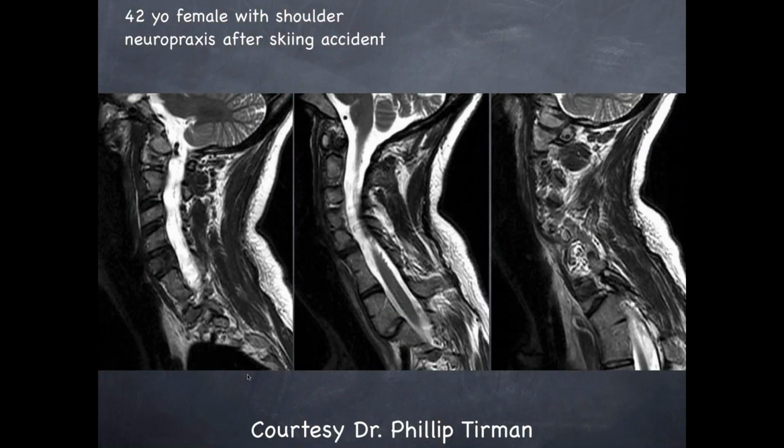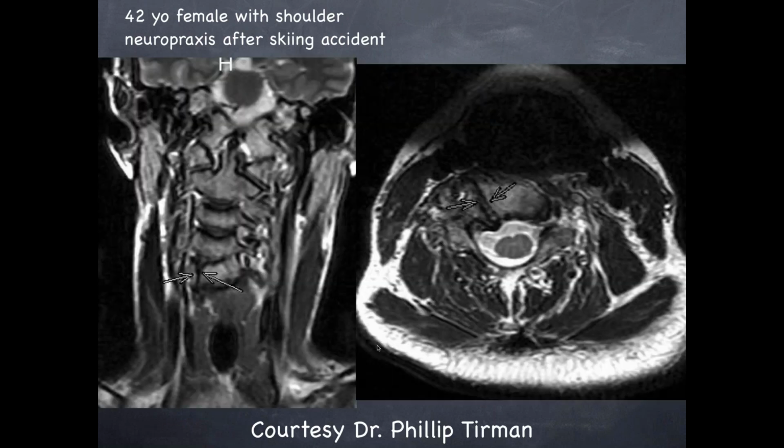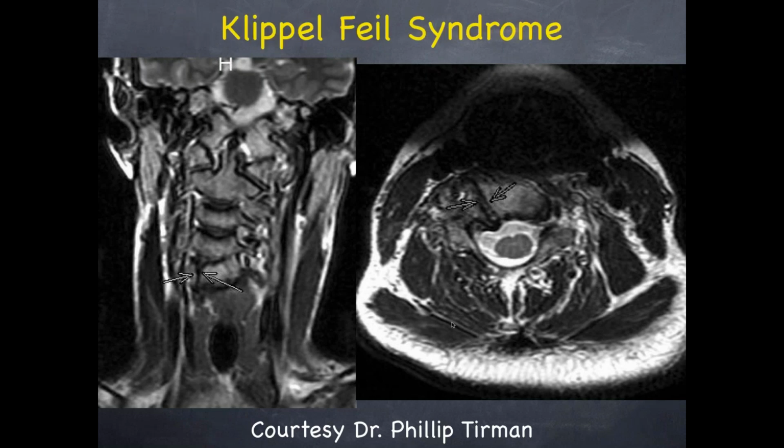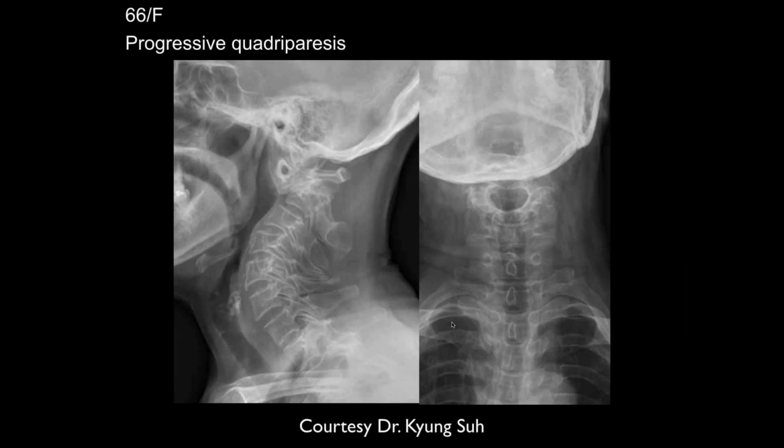Okay. Shiv. 42-year-old woman with shoulder neuropraxia after skiing accident. So again, we see multiple fused cervical and upper thoracic vertebral bodies. Again, I'd be thinking congenital, possibly Klippel Feil. Right, and you can see that there's scoliosis, there's a defect in the vertebral body here in this case, and this was Klippel Feil syndrome, and it increases risk of traumatic injury.